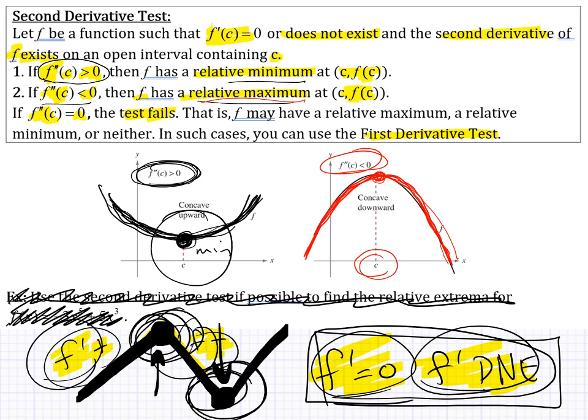Now, the fact that this test fails is the only problem with the second derivative test, in that there are some instances where we can't use it, and therefore would just go back to using the first derivative test, which also always brings up the question, why would we use it if we could just do everything with the first derivative test?